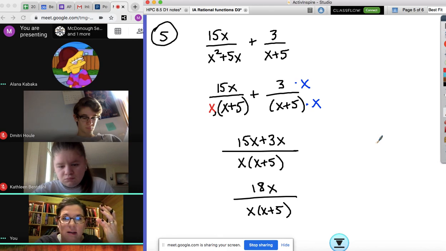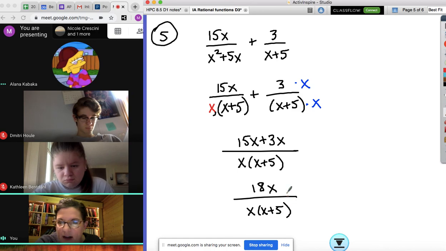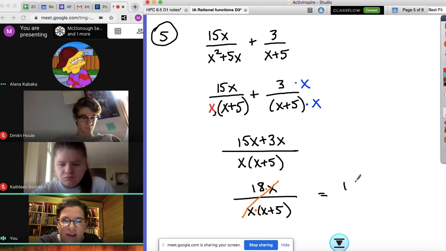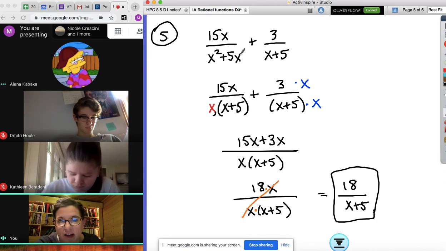Factored can mean having the 2 sets of parentheses, but factoring can also mean taking out a common factor. Because in this problem right here, we're not quite done. Do you see how you're multiplying by an x on the top and you're multiplying by an x on the bottom? Those x's will cancel. So you're going to have 18 over x plus 5. That would be your final answer. And you won't see that if you leave the denominator as x squared plus 5x. You might not see that the x's cancel.